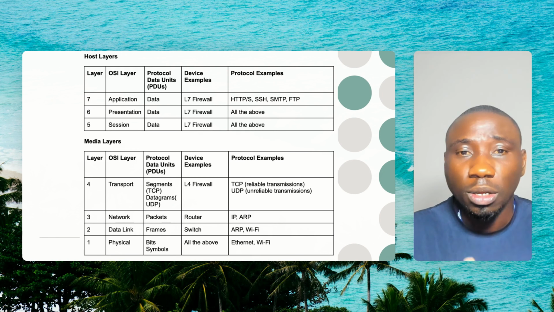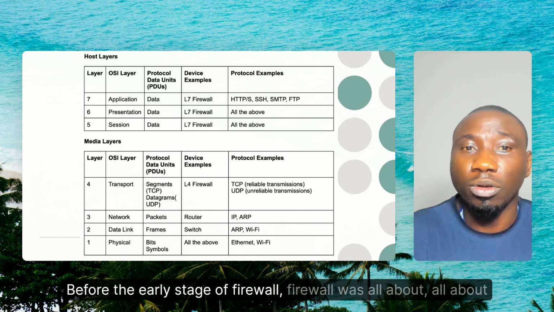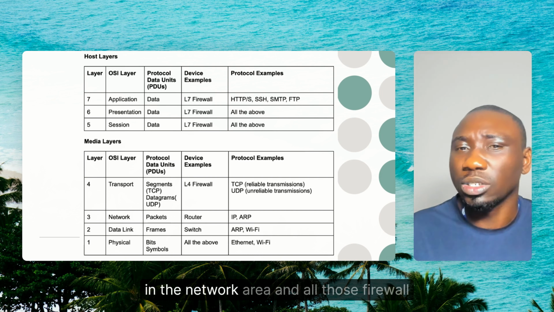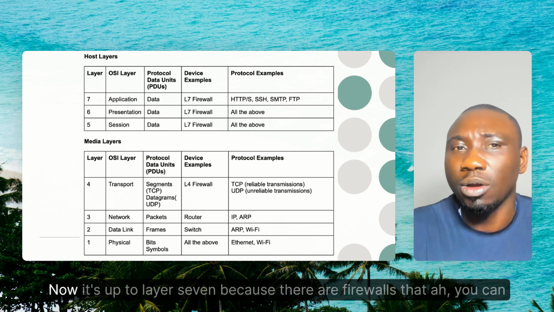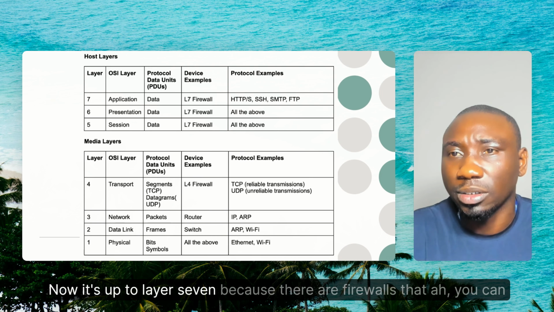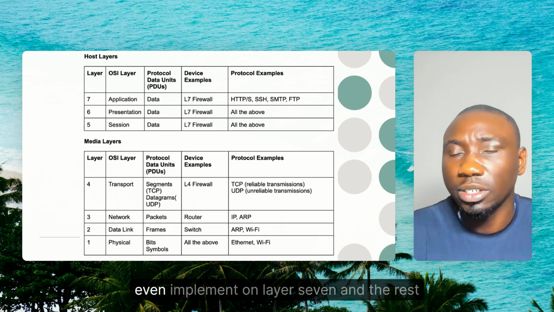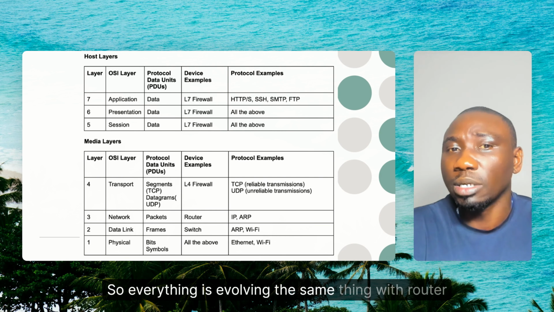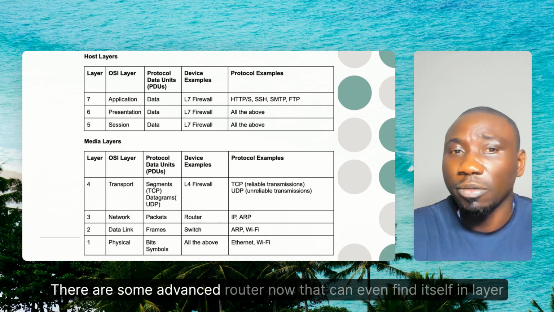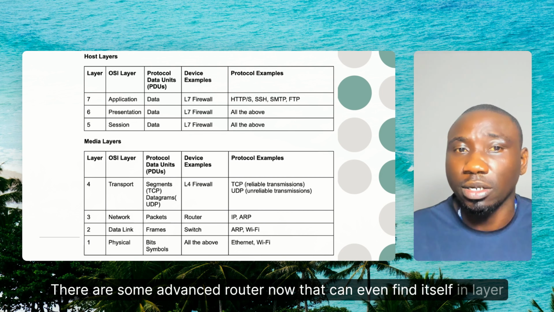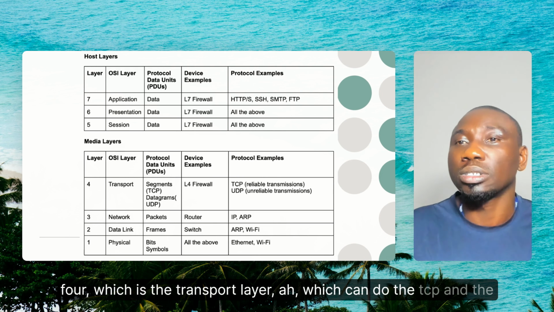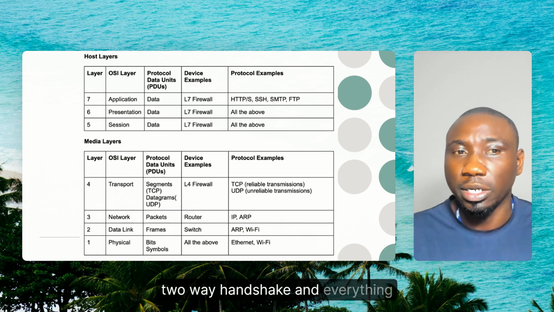Even the firewall: the early stage of firewall was all about the network layer and all those things. But firewall now goes up to layer 7, because there are firewalls that you can even implement on layer 7 and the rest. So everything is evolving. The same thing with routers. There are some advanced routers now that can even find themselves in layer 4, which is the transport layer, which can do TCP and the handshake and everything.